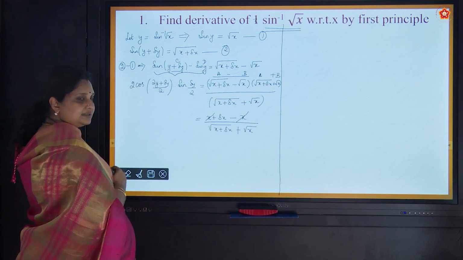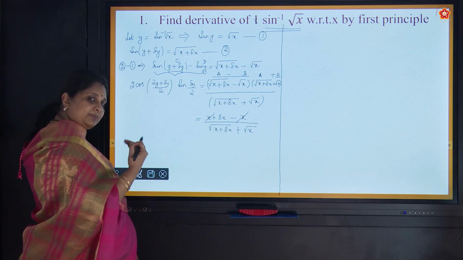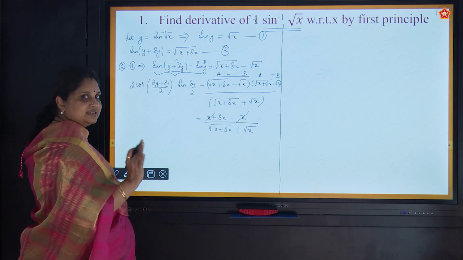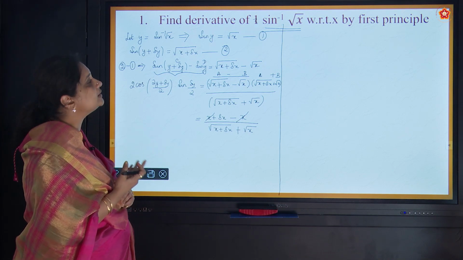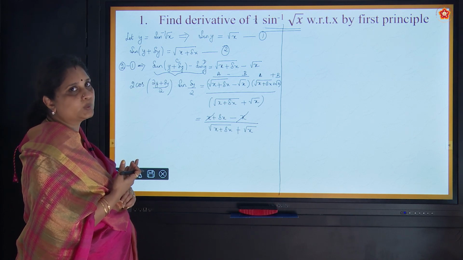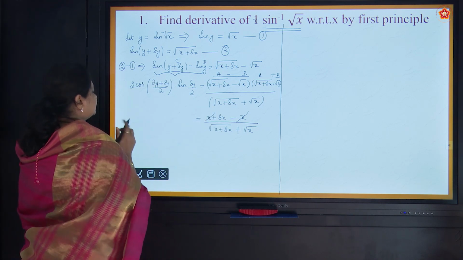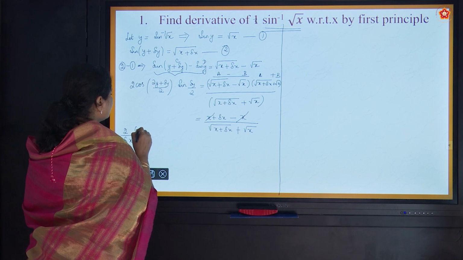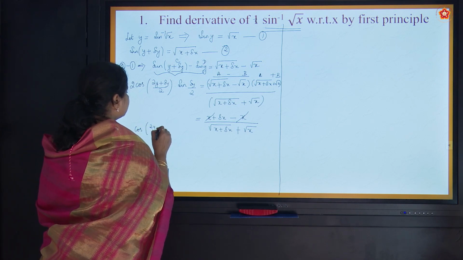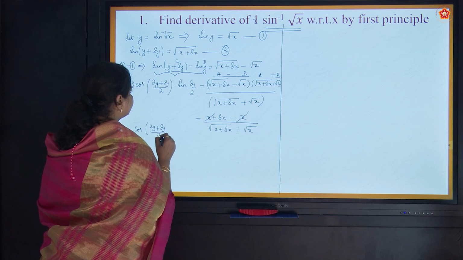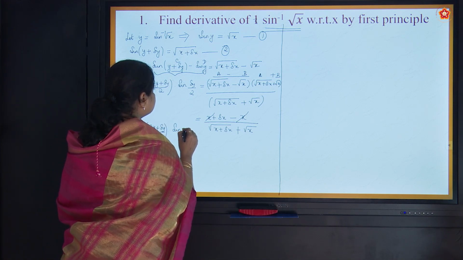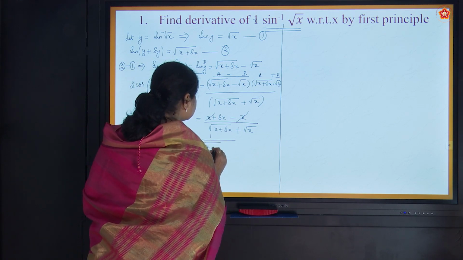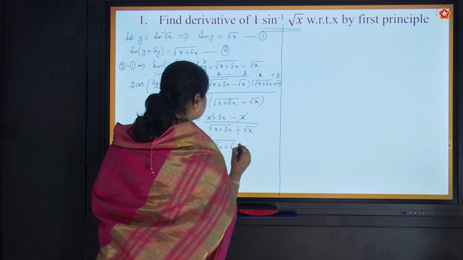Let me bring it to this side because I'm basically looking for delta y by delta x. And limit delta x tending to 0, delta y by delta x gives me dy by dx. I'm supposed to find dy by dx because my aim is to differentiate y, right? So, I'm going to bring this delta x to this side. So, 2 by delta x, cos of 2y plus delta y by 2 into sine of delta y by 2 is going to be equal to 1 by root of x plus delta x plus root x.